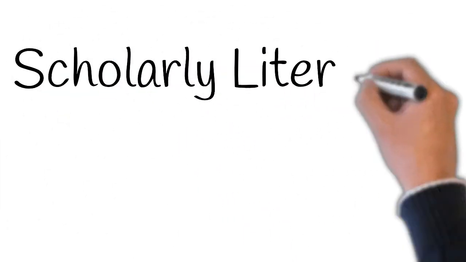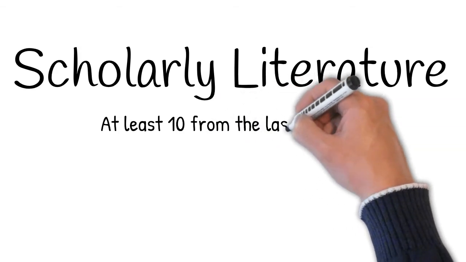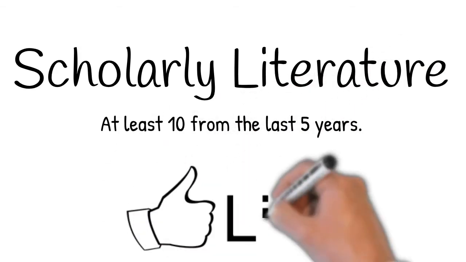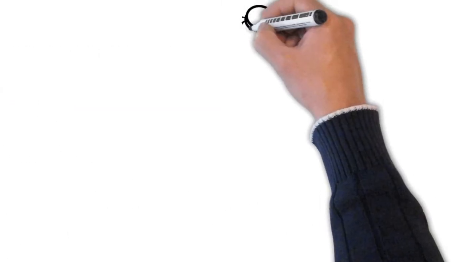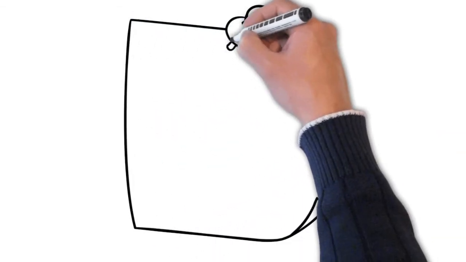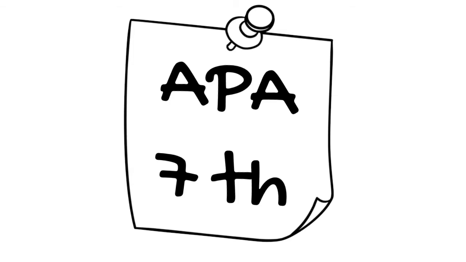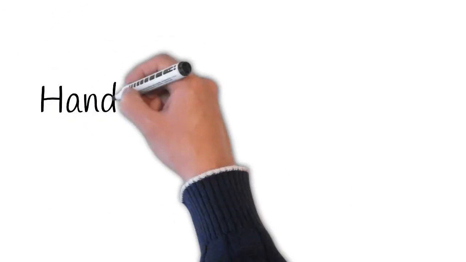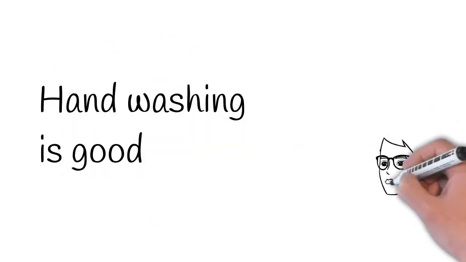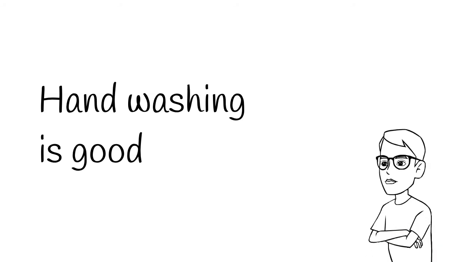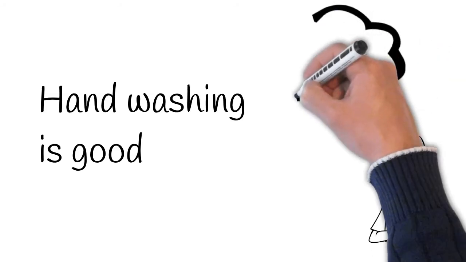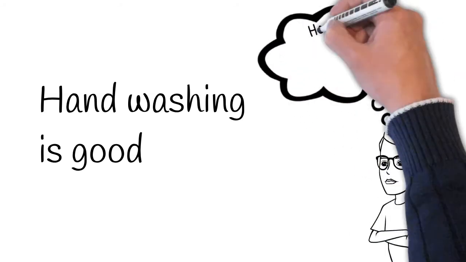Ensure your essay is supported with scholarly literature, with at least 10 being used from the last 5 years. When using these sources, make sure you're using APA 7 to reference them, with all statements and facts being supported with evidence. If your discussion makes a claim with no reference, your marker will be thinking, how did you know this?